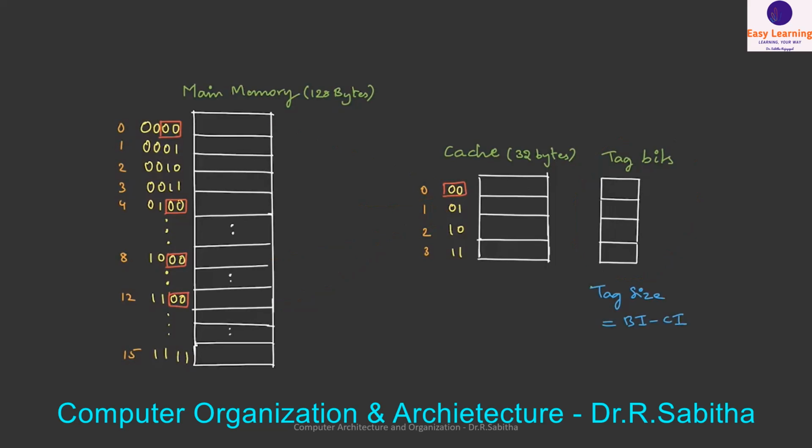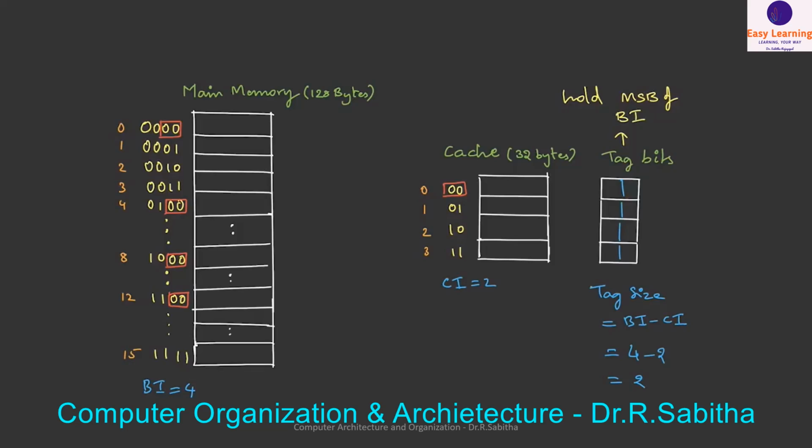Tag bits are again like an index. So we have to find the size of the tag bits. Tag bit size is nothing but your block index size minus your cache index size. So the block index size is 4 minus the cache index size of 2, so it requires 2 bits. So you are going to use 2 bits for your tag, and we have 4 cache lines here, so we will be having 4 tag lines also. If this cache has 8 lines, you will be having 8 lines in your tag as well. This is how you should relate.